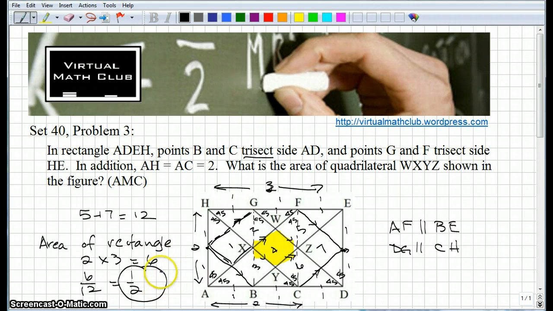So that's our answer: the square in the middle, WXYZ, has an area of 1/2 square units. We don't know the units, so I guess I won't put anything on there. We don't have centimeters or inches or millimeters or anything. So the answer is that the square WXYZ has an area of a half.